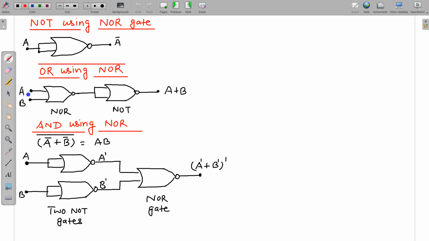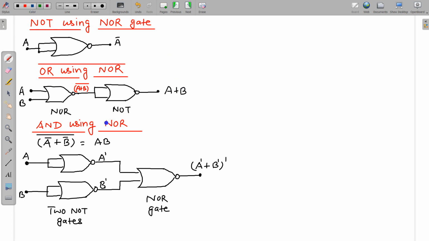OR gate using NOR gate. So first, from this operation, what we can get, this is a NOR gate. So this is not OR. So this is A plus B, and there is a bar over it, and again this is a NOT gate. So A plus B bar, and then again a bar. So bar will be removed, and this will be A plus B.